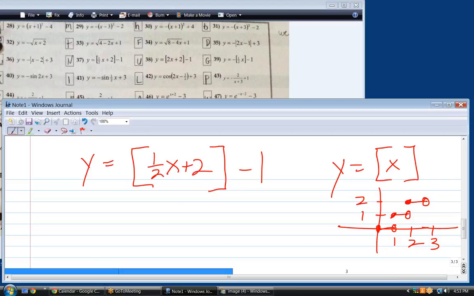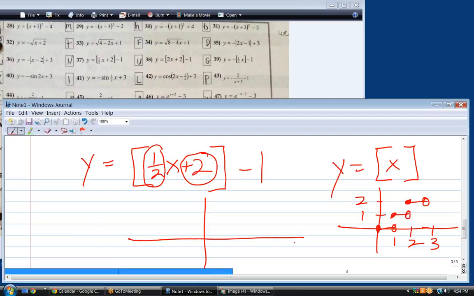So we got this 1/2. What's the consequence of that? That horizontally stretches by a factor of 2. Good. Consequence of this? Moves it to the left by 2. The consequence of that? Down 1. All right, so let's see if we can draw it and if it makes sense.